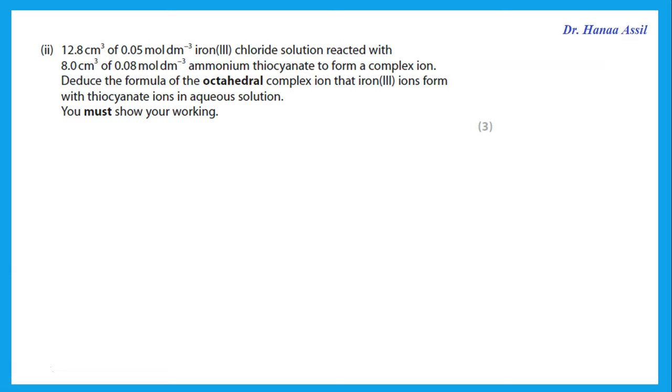12.8 centimeter cubed of this concentration of iron 3 solution reacted with this amount of ammonium thiocyanate to form a complex ion. Deduce the formula of the octahedral complex ion that iron 3 forms with thiocyanate. So basically we're told it's going to be octahedral, and that means the iron 3 will bond to 6 ligands. How many of them will be thiocyanate? That's what we're looking for.